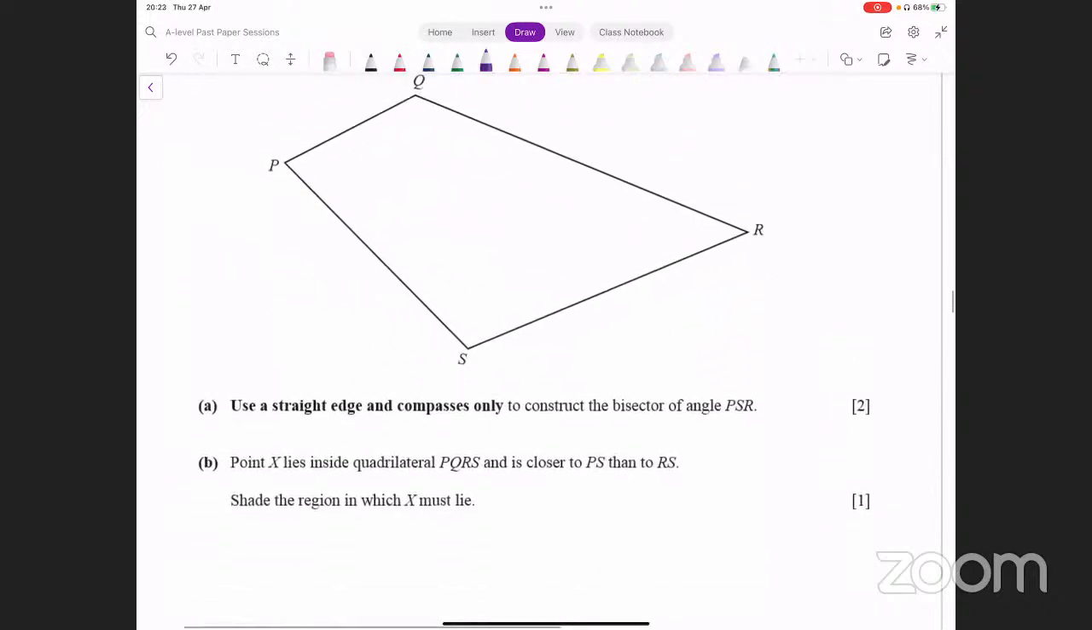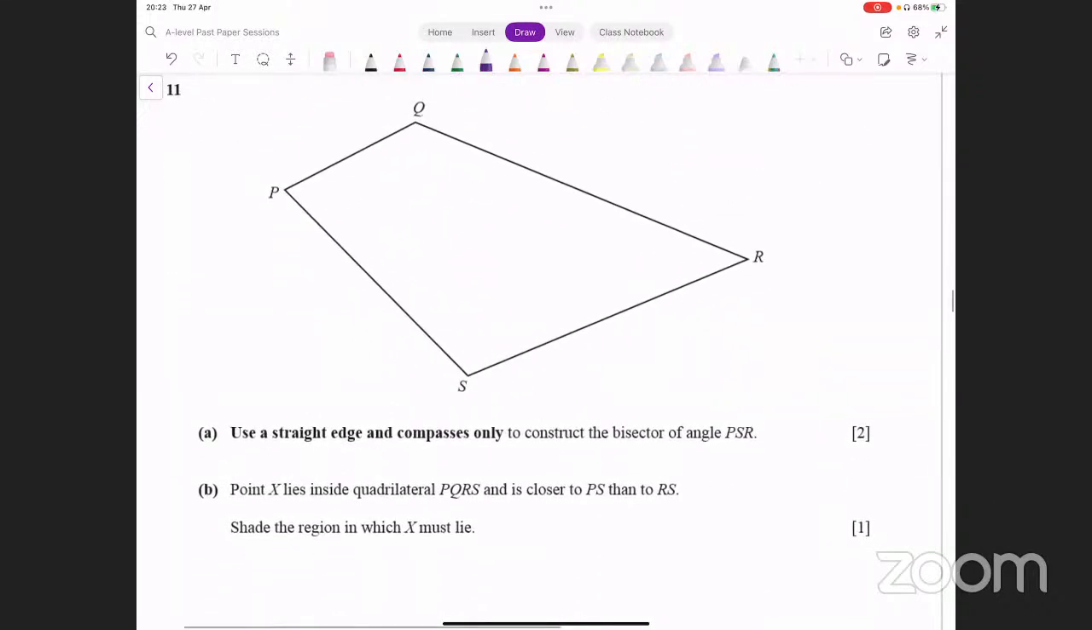Okay, let's move on and do question number 11. In question number 11 it says, use a straight edge and compasses only to construct the bisector of angle PSR. Angle bisector आपने draw करना है, straight edge का मतलब है ruler, वो use कर सकते हैं, और आप compass use कर सकते हैं, तो आपने वो दोनों use करने हैं। एंगल बाइसेक्टर बनाना है PSR का, PSR that is this angle, इसका एंगल बाइसेक्टर बनाएंगे.